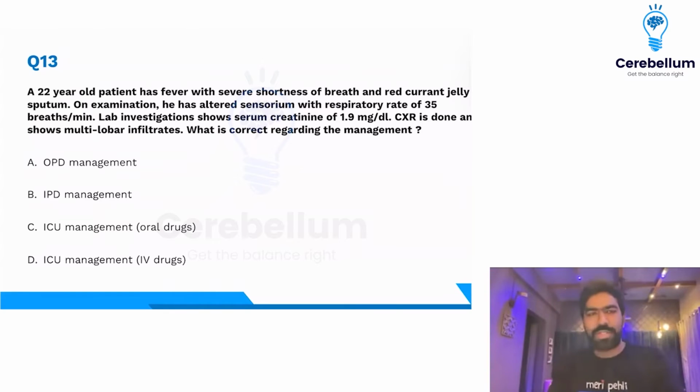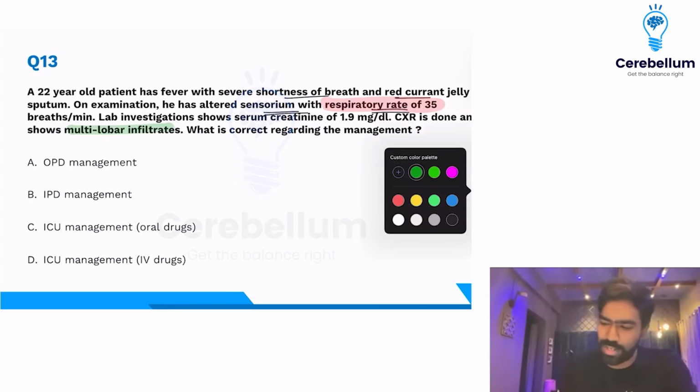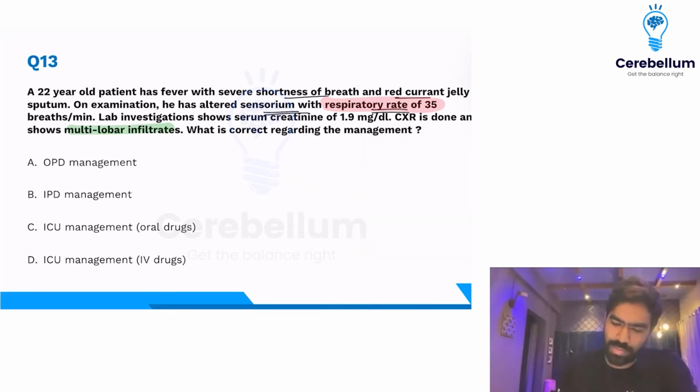Yeah, it's an FMG question. So look at this one. A 20-year-old patient has fever, severe shortness of breath, and red currant jelly stools. On examination, he has altered sensorium, respiratory rate of 35. Lab investigation shows creatinine of 1.9. They have not given the urea. Chest X-ray shows multi-lobar infiltrates. And the patient is also having altered sensorium. This is the exact question that came. So what is correct regarding the management?